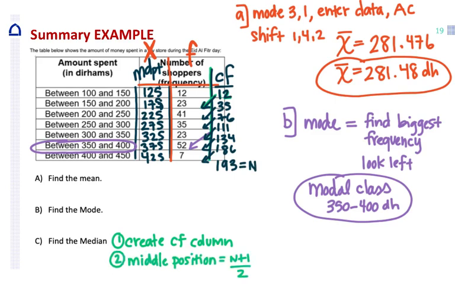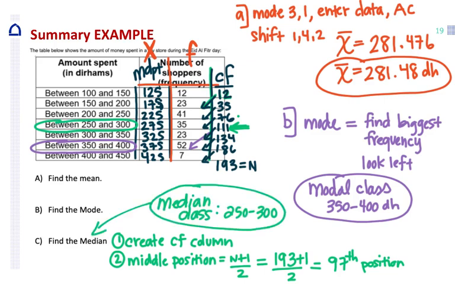And the middle position is at n plus 1 over 2. So that's 193 plus 1 over 2. So the middle position is the 97th position. So we need to see where the 97th position is standing. Up to the 76th position is there. And this is up to the 111th position. So it must be in here. And then we will look to the left and say the median class is between 250 and 300. So half the people spent between 250 and 300 or less, and half the people spent between 250 and 300 or more than that. That's the middle position.